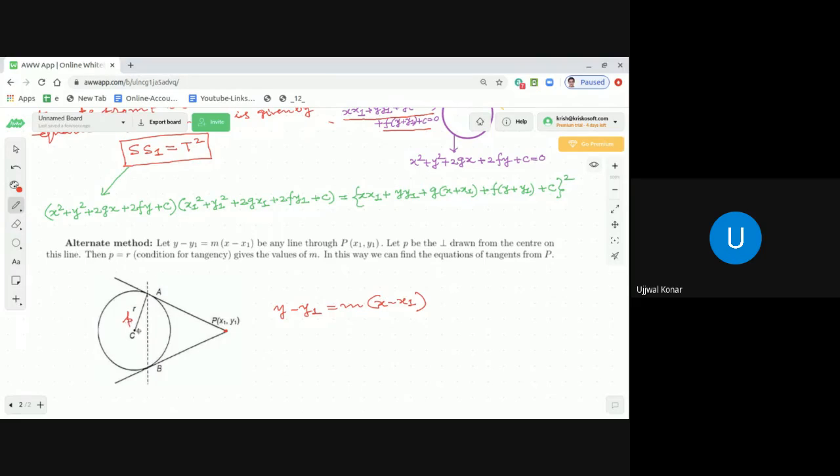Now that p has to be equal to r, that is the radius. That is the condition for tangency. So if we apply p equal to r, that will give you the value of m. In this way also you can find the equation of the tangents from the point P. That is an alternate method. Correct, dear students? I hope you got a very clear idea of how to find it.